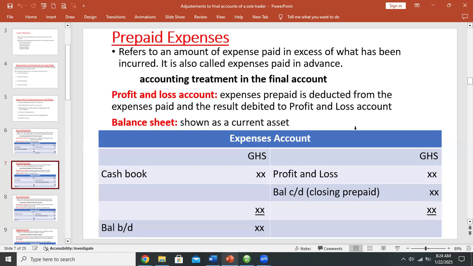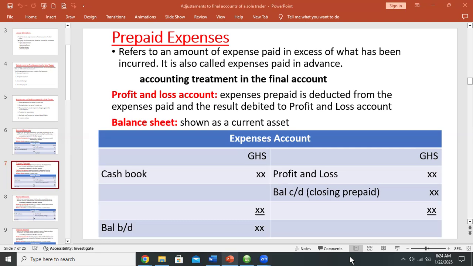Prepaid expenses refers to an amount of expense paid in excess of what has been incurred. It is also called expenses paid in advance. Accounting treatment in the final account, profit and loss account: expenses prepaid is deducted from the expenses paid and the result debited to profit and loss account. Balance sheet: shown as a current asset. Okay, thank you very much.